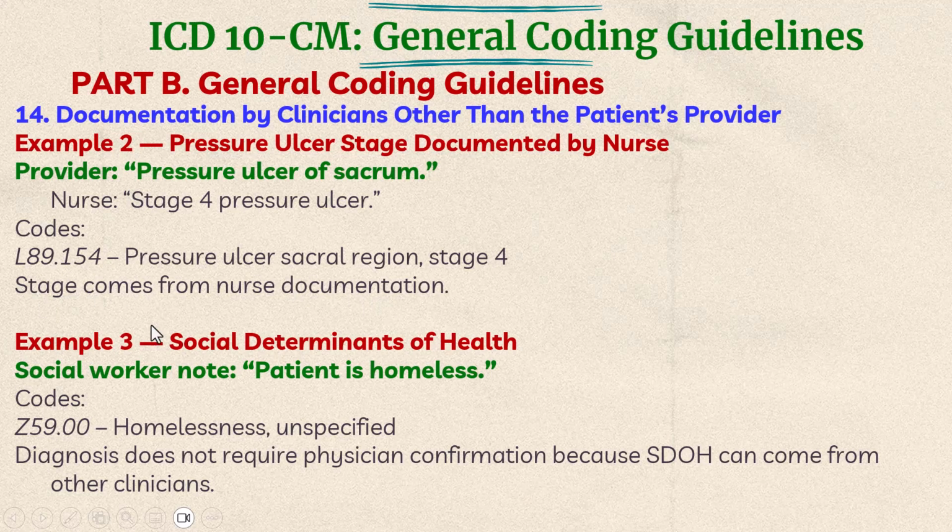So example 3, social determinants of health. Social worker notes the patient is homeless. So in this scenario, Z59.00 for homelessness unspecified. So here the diagnosis does not require physician confirmation because social determinants of health can come from other clinicians as well.